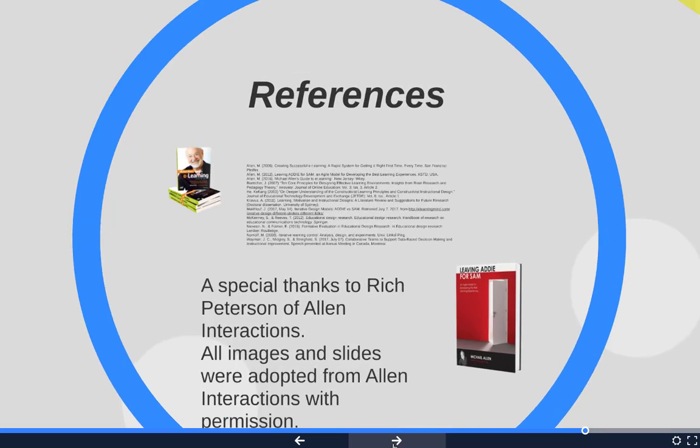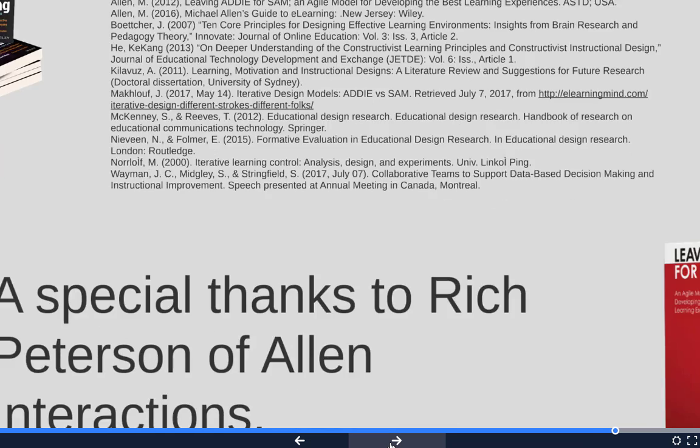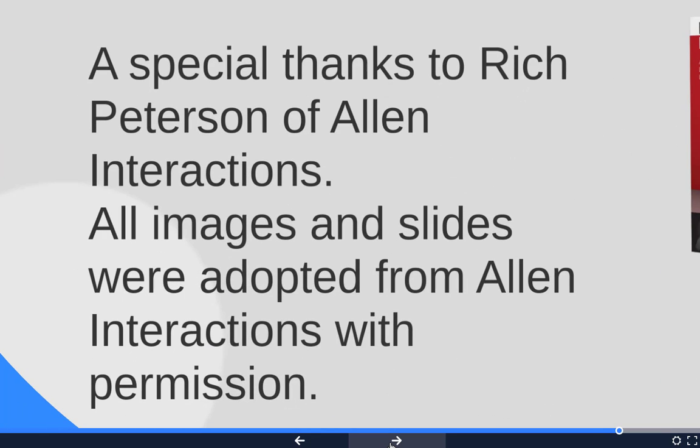And as far as references are concerned, Michael Allen's got several books out. Notice that the first 3 are actually mentioned on here. Leaving ADDIE for SAM, an agile model for developing the best learning experiences, is an absolutely influential text. One of those texts was a key piece in this particular project, and I encourage you to seek that particular text out. And a very special thanks to Rich Peterson of Allen Interactions. All images and slides were adopted from Allen Interactions with their permission.